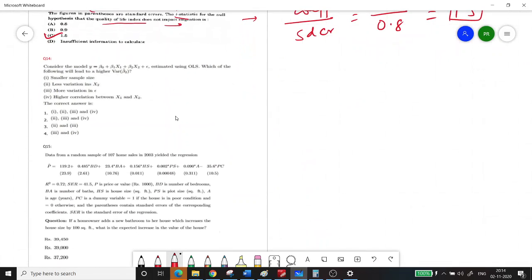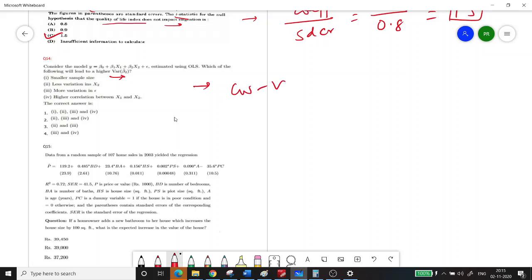Okay, again a question on variance. So variance covariance matrix. Consider the following model: y is equal to beta naught plus beta 1 x1 plus beta 2 x2 plus epsilon, estimated using OLS. Which of the following will lead to higher variance of beta 2 hat? So guys, till now if you have not subscribed, please subscribe to the video because all these things are covered in previous lectures. You can go and watch the lecture series which talks about mean and variance of these OLS estimators.